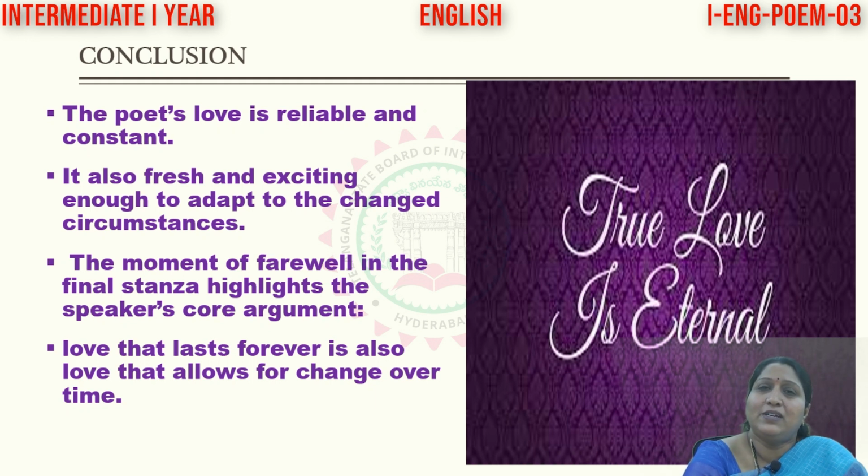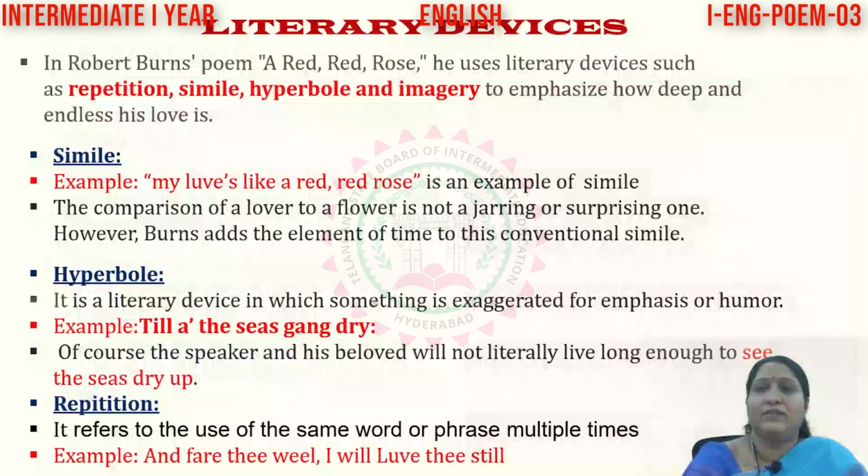So what does the poet say here? His love is very pure, and neither time nor distance can change his love. Another thing the poet says is that love that lasts forever, that is eternal love, should adapt according to the time. Love should not change, but it should adapt to the changes. This is all about the poem, children.